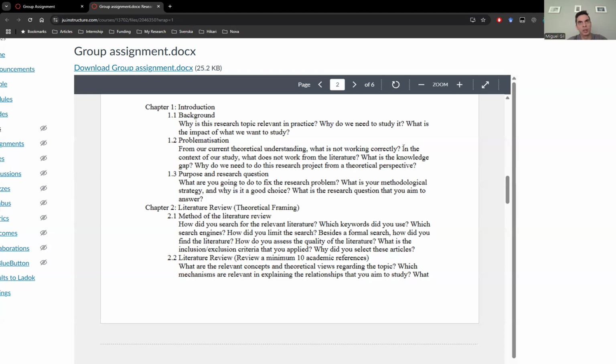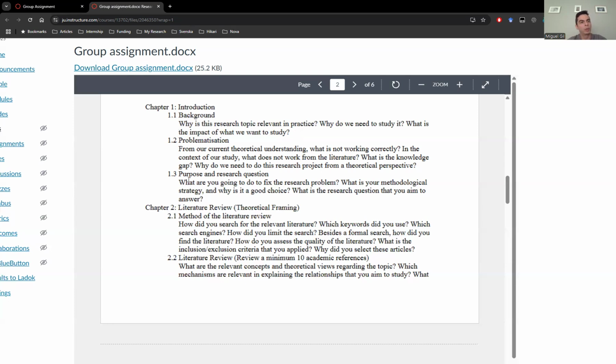Here, as I mentioned in lecture one, try to exploit the context of the study, because maybe you can use the context to challenge the assumptions that are commonly made in the literature. What is the knowledge gap? What do we not know? And why do we need this research project to develop the theoretical understanding of that topic? Remember, the problematization is much more theoretical. In the background, you don't need many references, but in the problematization, you need more references.